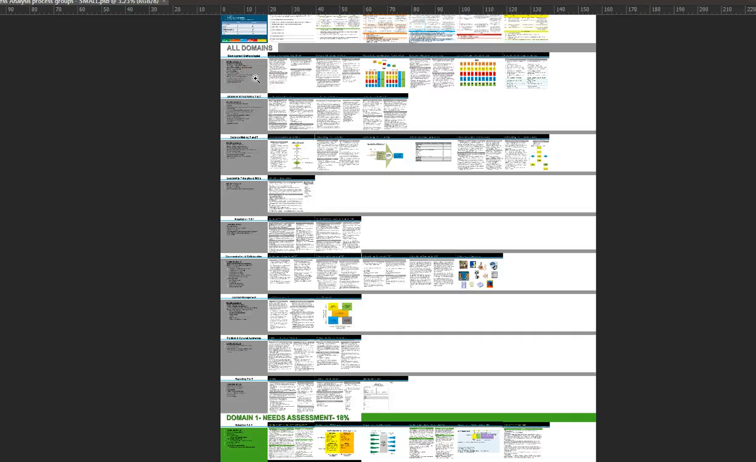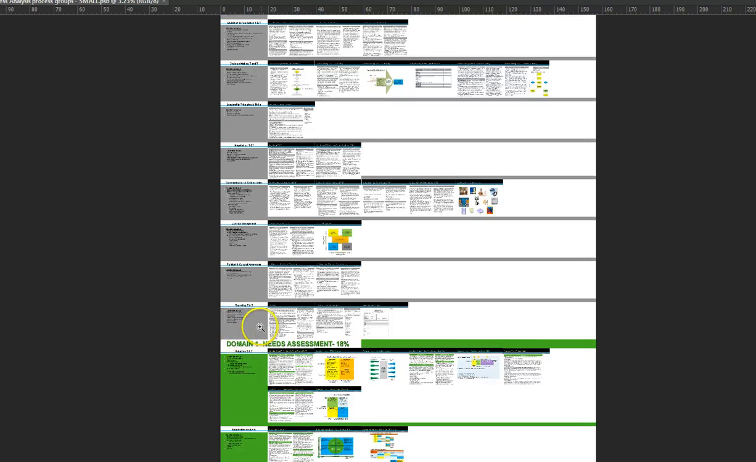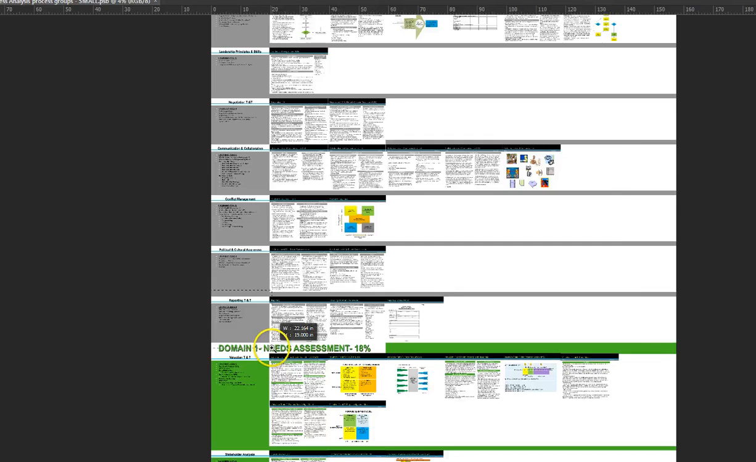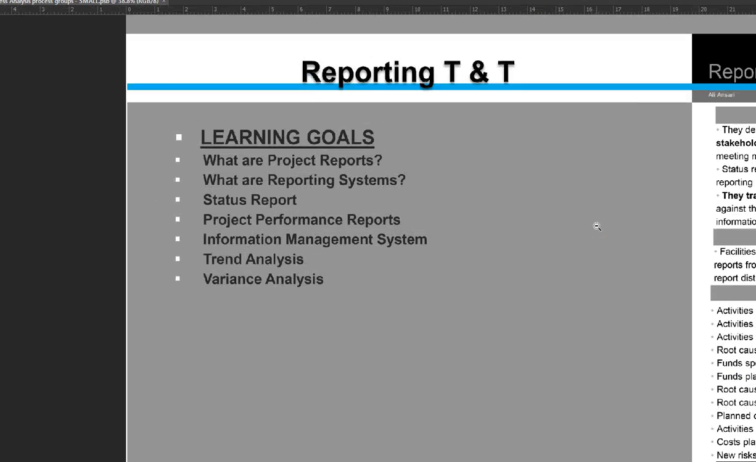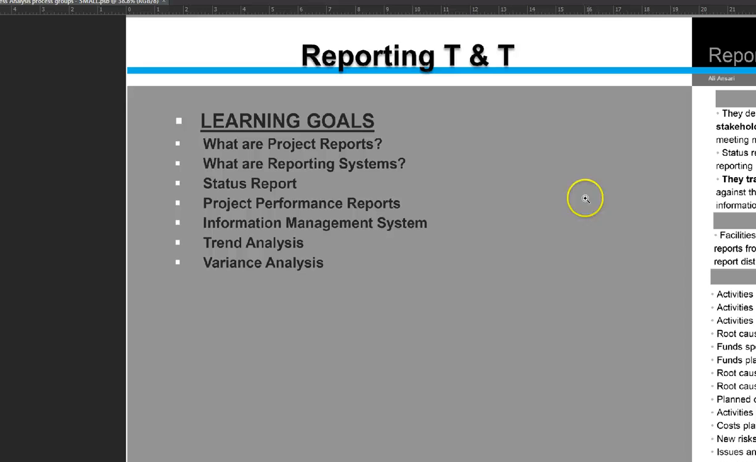Let's cover the last topic from all domains. We are going to see the reporting tools and techniques. The learning goals for this topic are: what are project reports, what are reporting systems, status reports, project performance reports, information management system, trend analysis, and variance analysis.